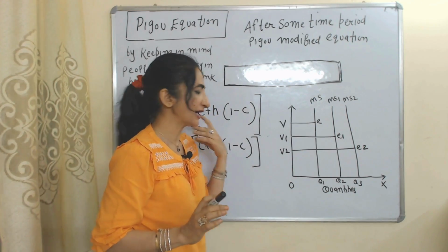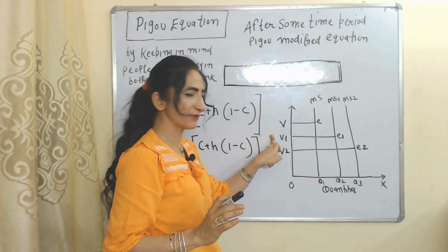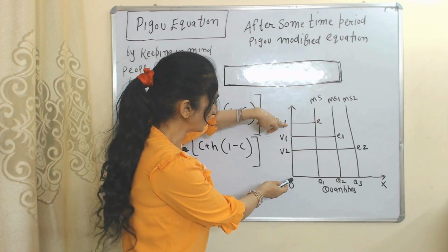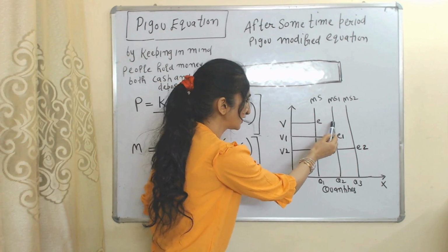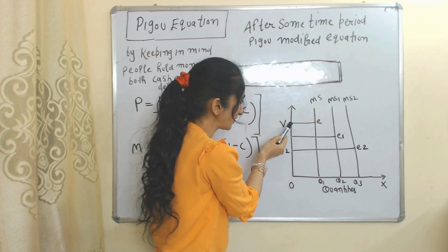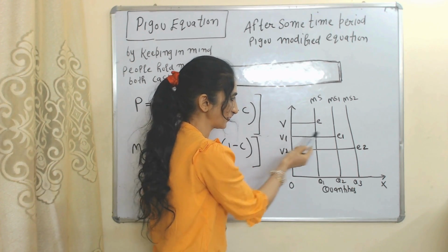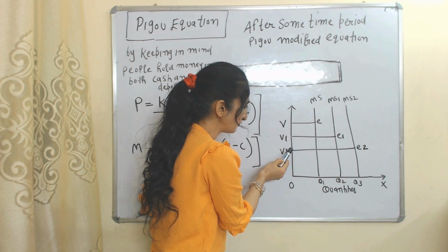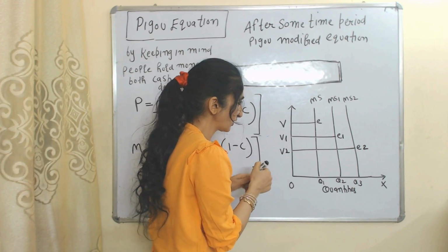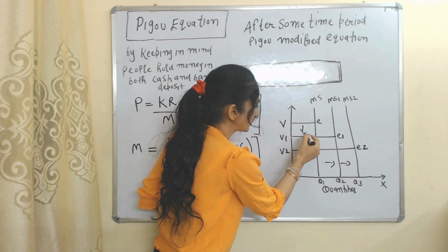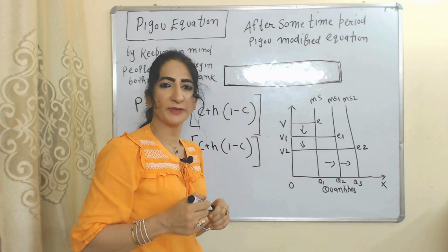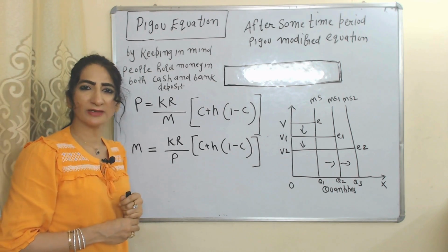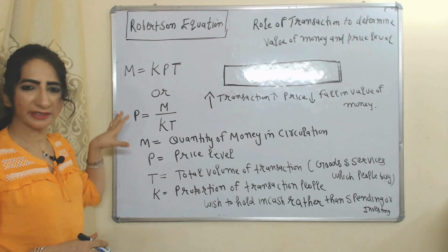Same thing you can see in this diagram. On the x-axis we have quantities, on the y-axis we have value of money. Initially money supply is MS, our equilibrium is E, and value of money is OV. As money supply increases, our equilibrium is E1, but value of money falls from V to V1. As money supply increases more, our equilibrium is E2, and value of money falls more, V1 to V2. So as money supply is increasing, value of money is falling. According to Pigou, if K, R, C, H are constant, then money supply and value of money have an inverse relation.